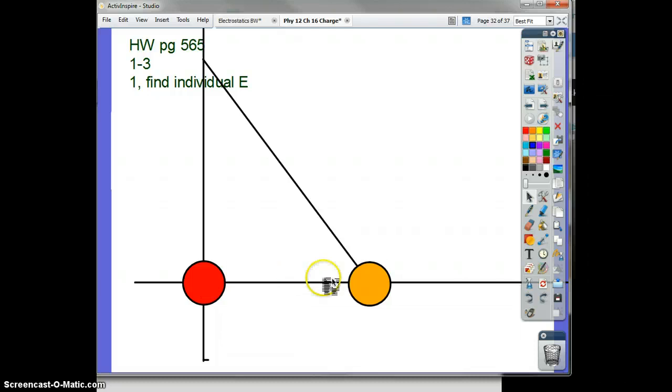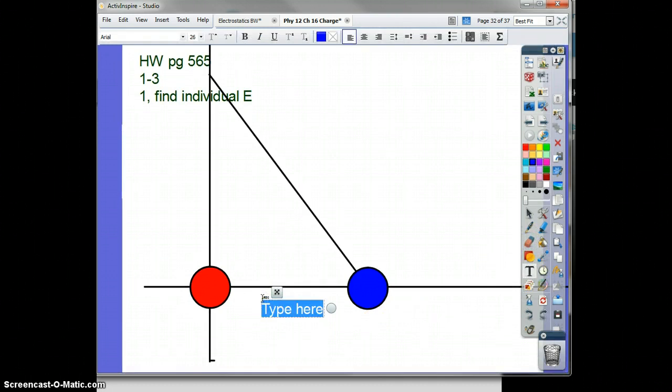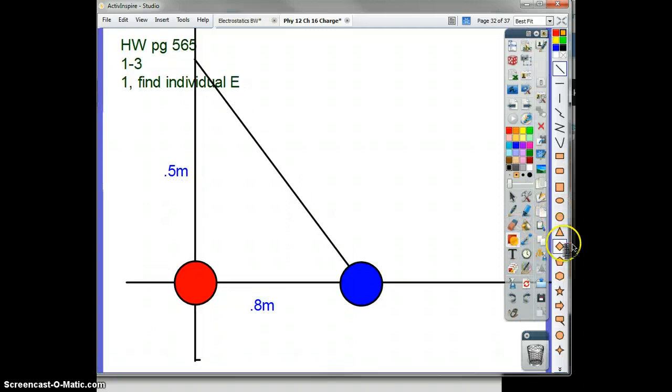A second charge, negative 3 microcoulombs, let's color that one blue, is on the x-axis at the 0.8 mark. So I'm going to put that here, 0.8 meters, a distance there. And find the electric field at a point on the y-axis, 0.5 meters up the y-axis. So that's going to be 0.5 meters, and I'll put a nice little star here just to differentiate. That's where our test charge is.